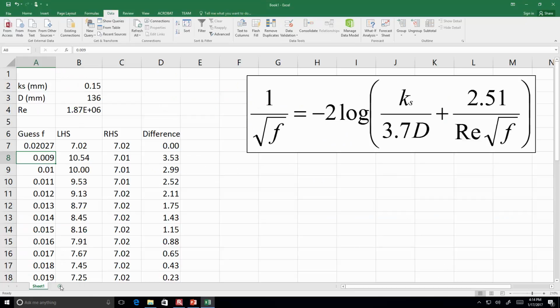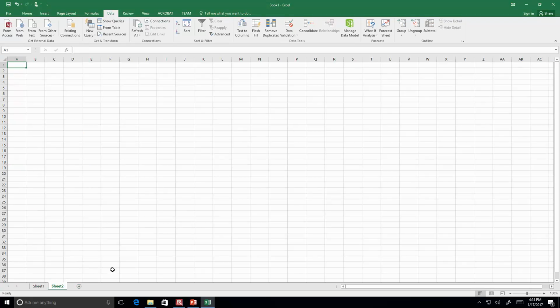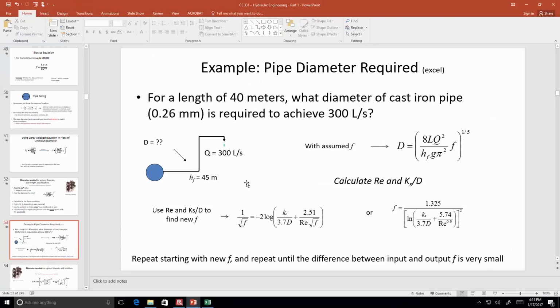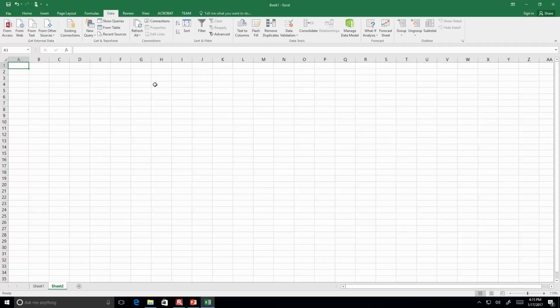All right, so back here to Excel. I'm going to paste the formulas in just so that we've got them handy as we're working. Here's the D formula, and we're going to use the Jain equation rather than Colebrook.